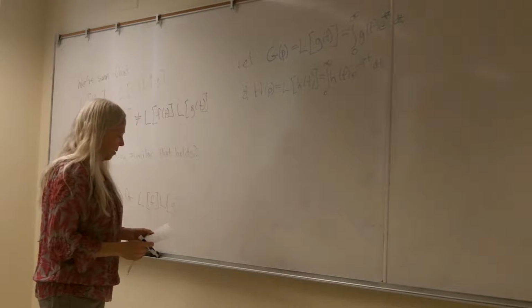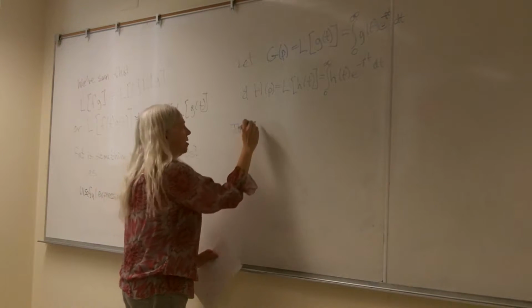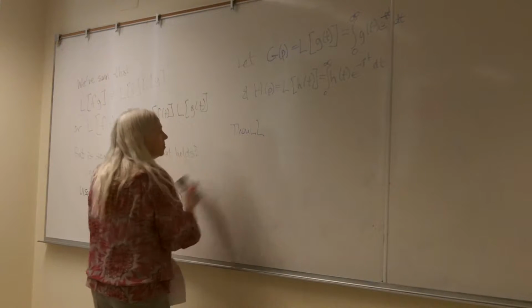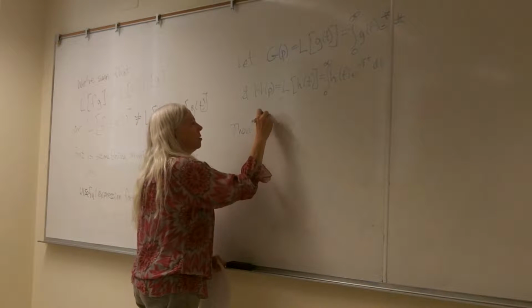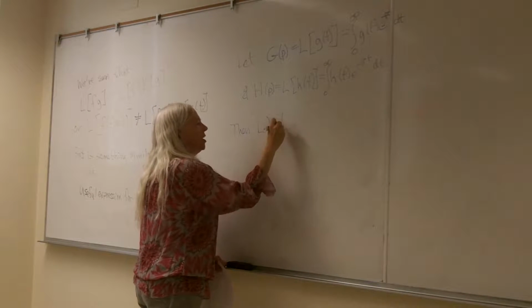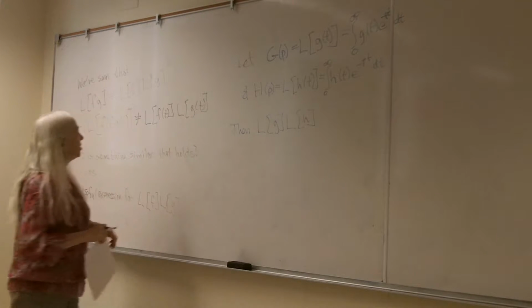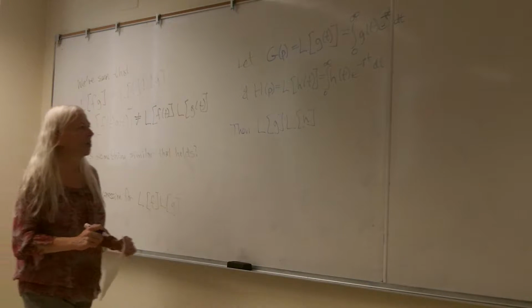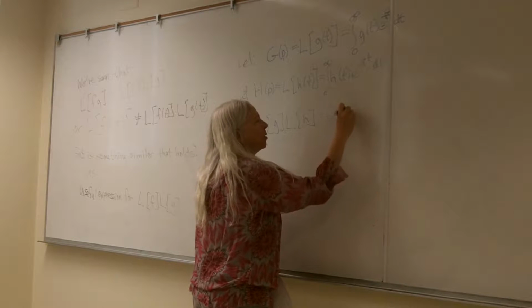Okay? So then the Laplace transform of g times the Laplace transform of h, right? So we're using g and h as the names of our two functions, not f and g like we used over here. In other words, this is capital G of p times capital H of p.